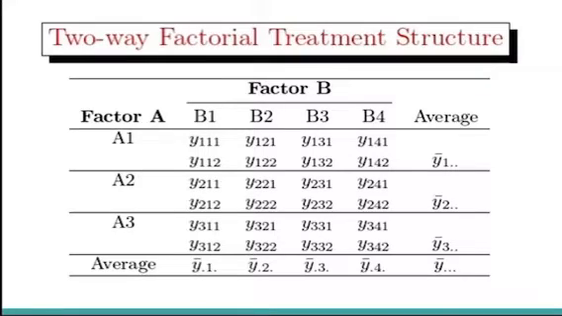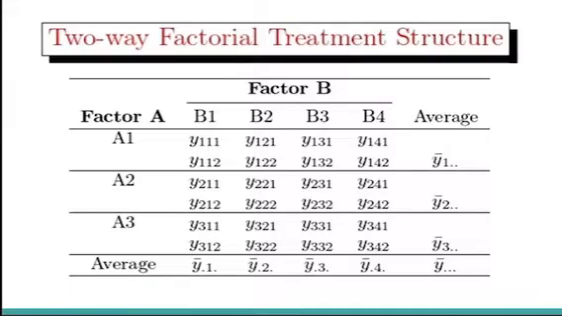You know what I want to do here? I basically want to consider this like a 3x4 factorial. Factor A has 3 levels. Factor B has 4 levels. And in each cell, when I say cell, the cell is Y111, Y112. That is a cell for A1, B1.